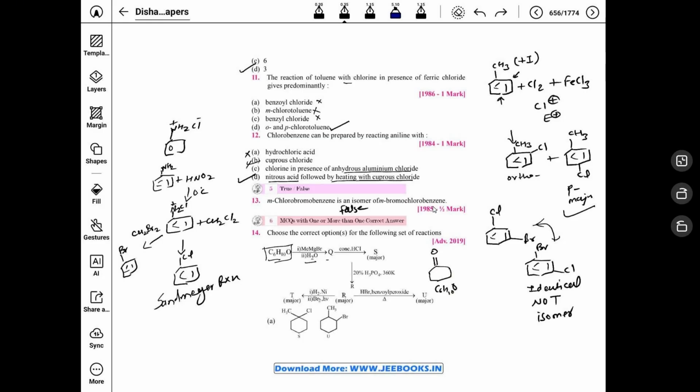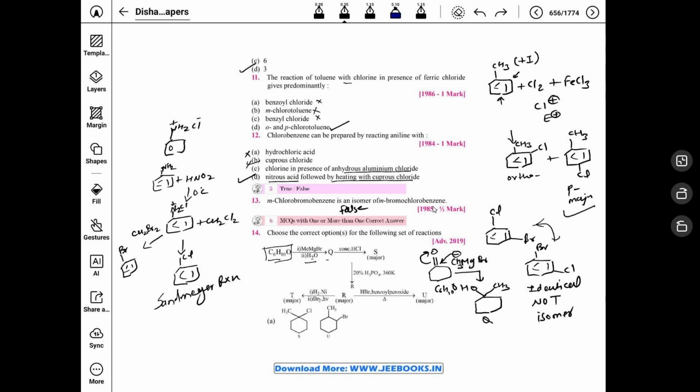Now it is reacting with the Grignard reagent. So when it reacts with the Grignard, we know that Grignard is a nucleophile, and this alkyl will go here and then followed by hydrolysis to give tertiary alcohol, and this is the structure of Q.